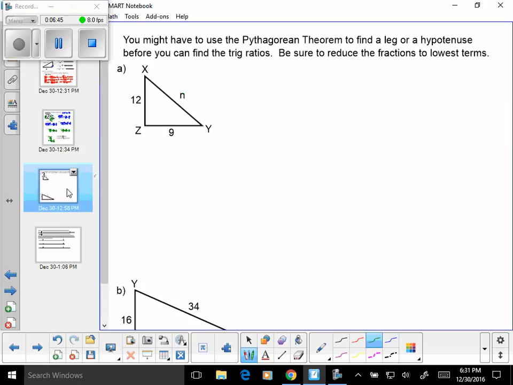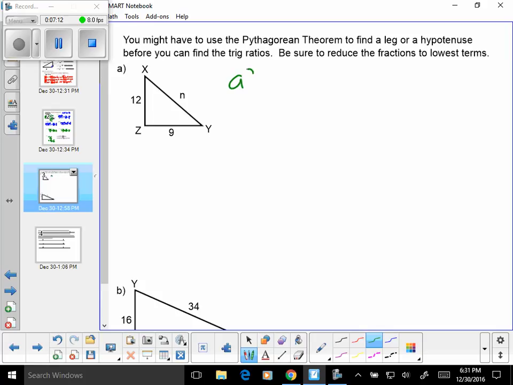Okay, now, I forgot to put something in here. We are only going to be finding the sine of x and the cosine of x. But in order to do that, we do not know our hypotenuse here. So you are going to have to use the Pythagorean theorem in order to find that hypotenuse before you can find the sine of x and the cosine of x.